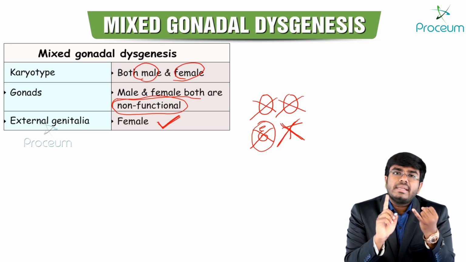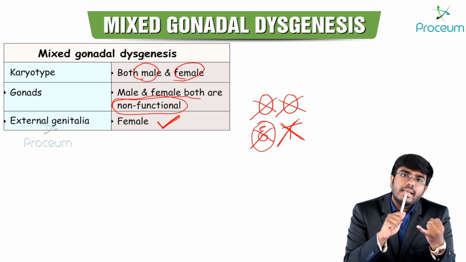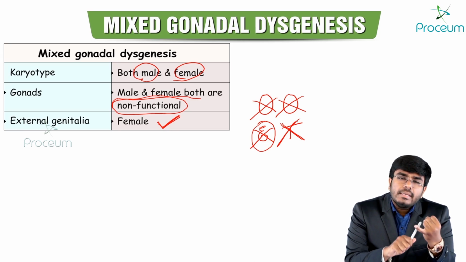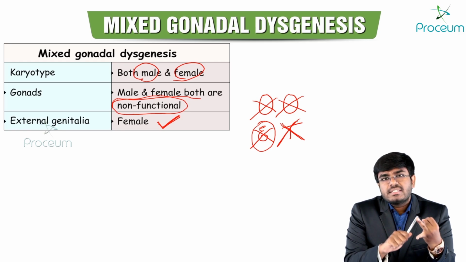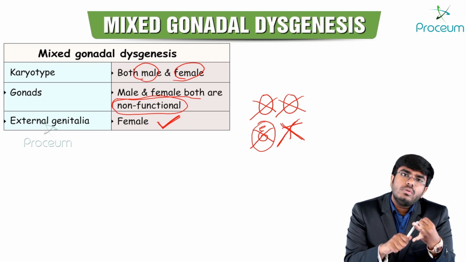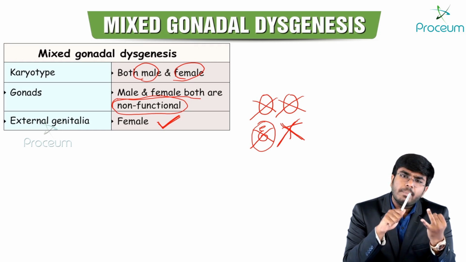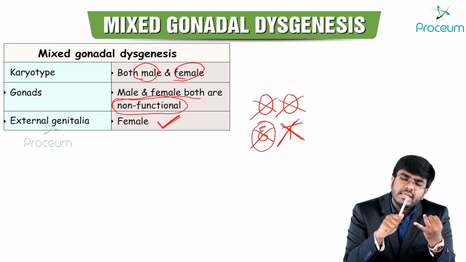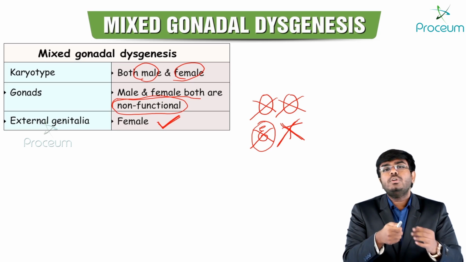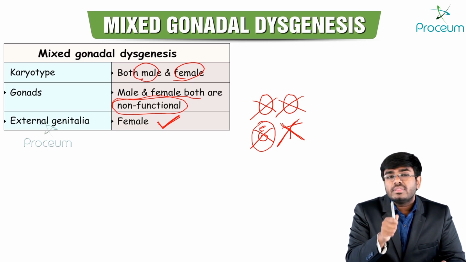Okay, so the important point is that in mixed gonadal dysgenesis, the external genitalia is female. In pure gonadal dysgenesis, for example Swyer syndrome, there also the external genitalia is female. Even in Turner, the external genitalia is female. Even in mixed gonadal dysgenesis, the external genitalia is female. But in true hermaphroditism, the external genitalia is a combination of both the sexes.